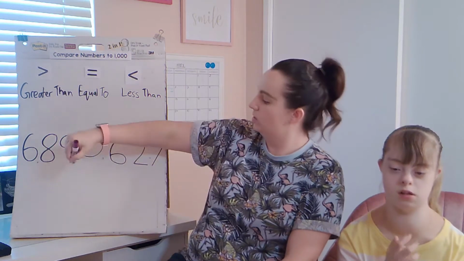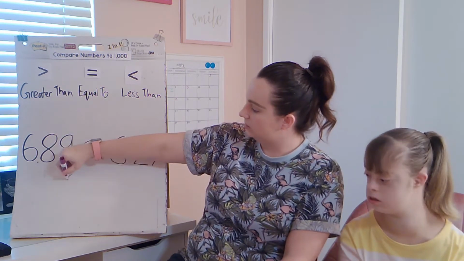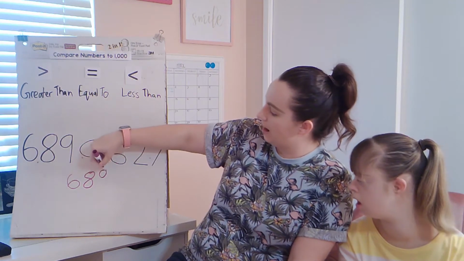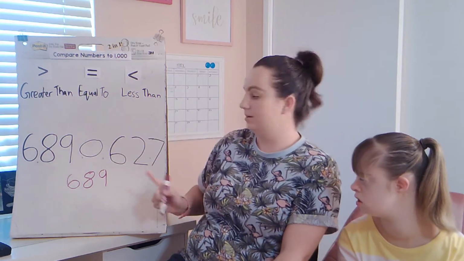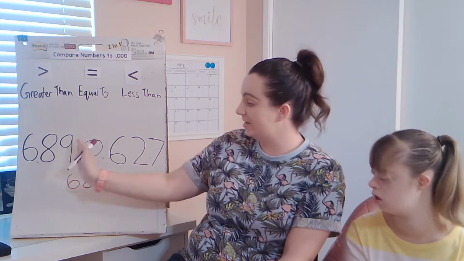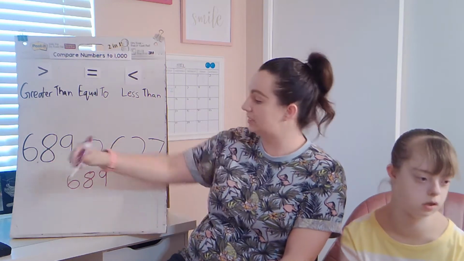Let's see. So I'm going to write the first number, 689. Then I'm going to write the next number I'm comparing right below it. Make sure to line up the hundreds, tens, and ones numbers.